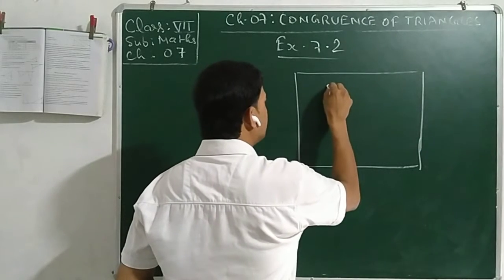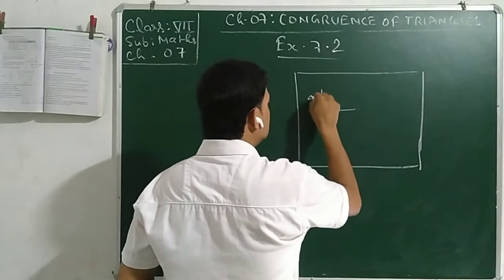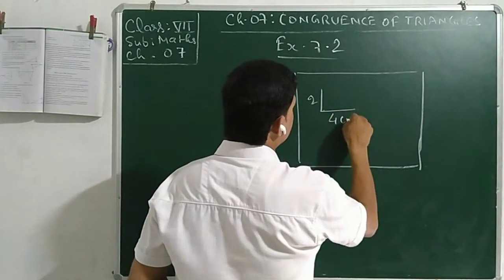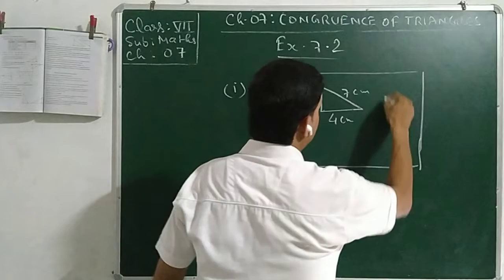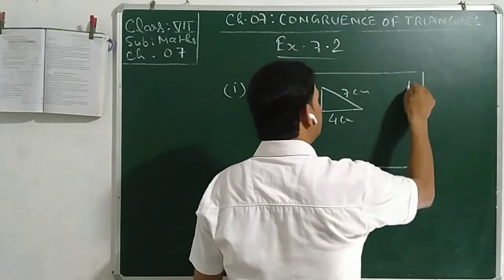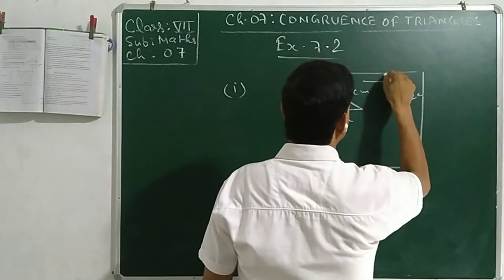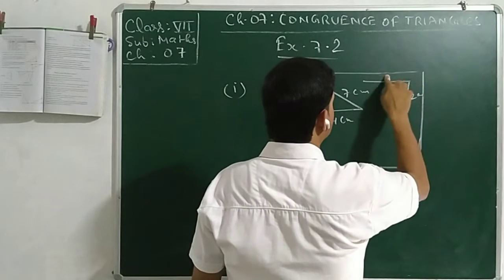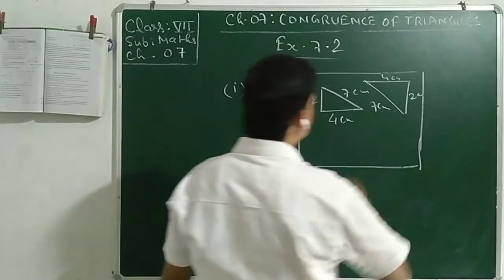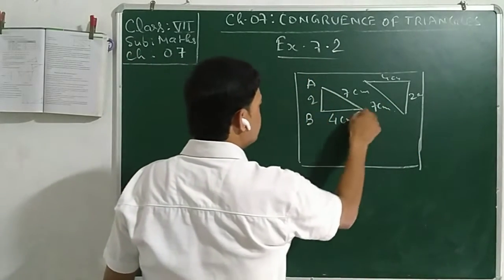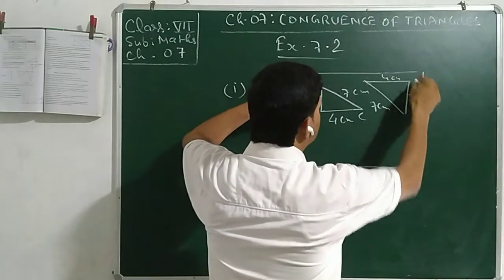Say taking one triangle that has 2 cm, 4 cm and 7 cm as sides. Similarly, we will write here 2 cm, 4 cm and 7 cm. Triangle ABC and triangle AB. So this will be A.